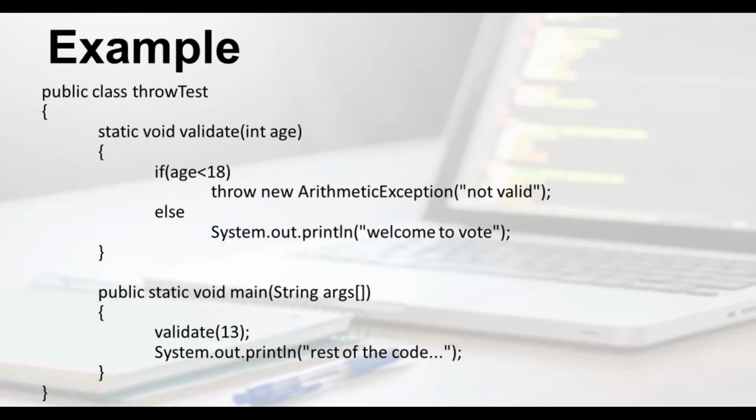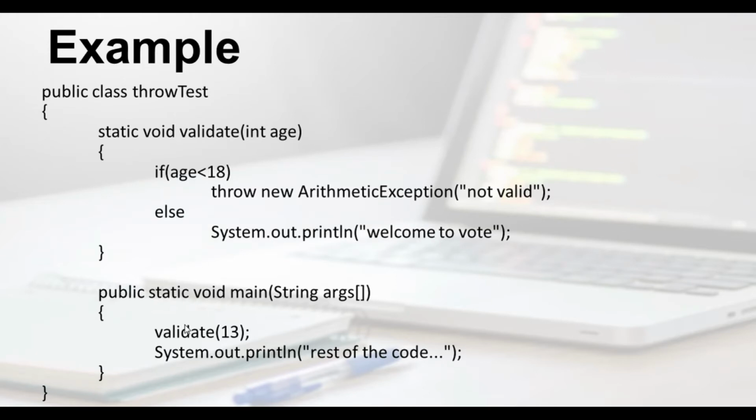Now the simple example here: in this example we have created a validate method that takes an integer value. Here I have defined one static method that passes an integer as a parameter. If the age is less than 18, we are throwing an arithmetic exception with the output "not valid". Otherwise, it prints a welcome message. If the value of age is not less than 18, then it will print an output like "welcome to vote".